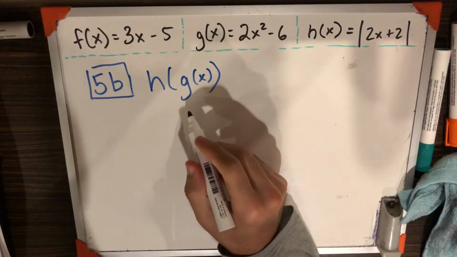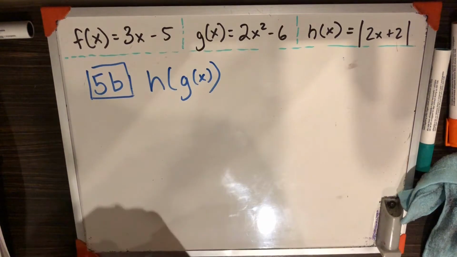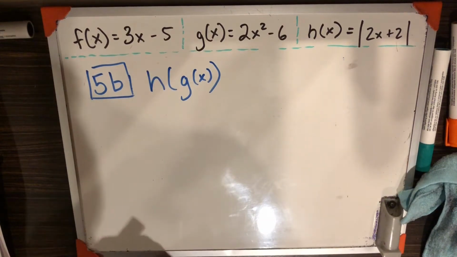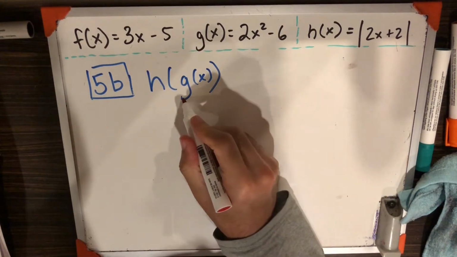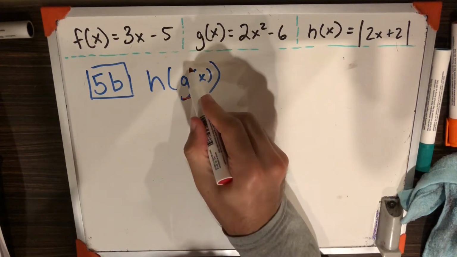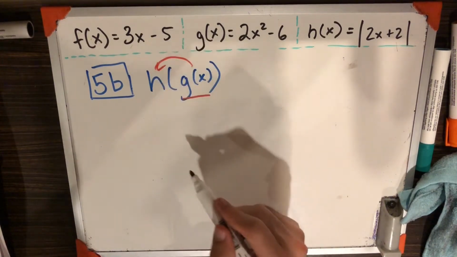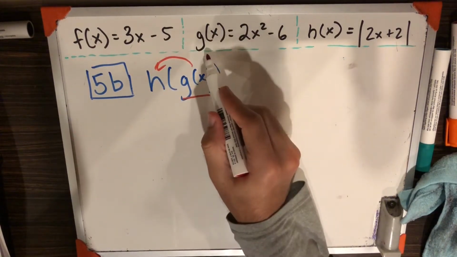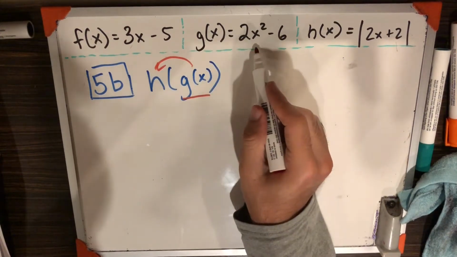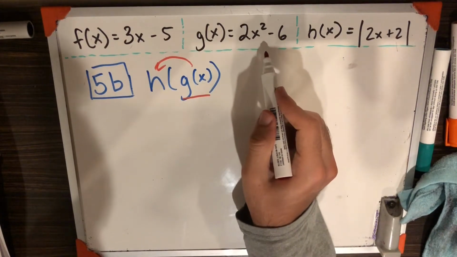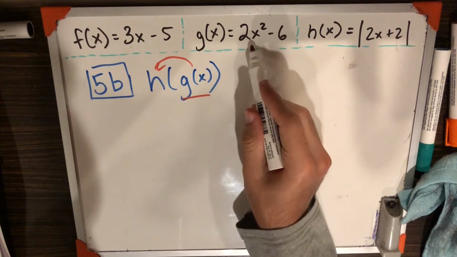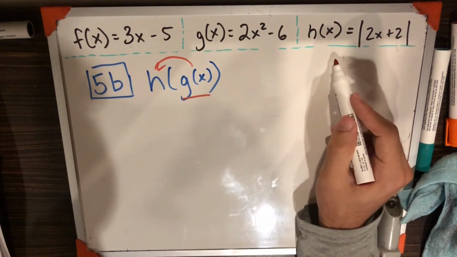All right, 5b. Again, just like last time, what you're doing is inputting g of x in for h. So we know a couple of things. First of all, we know g of x. g of x is equal to 2x squared minus 6. We're inputting g of x in for h of x.